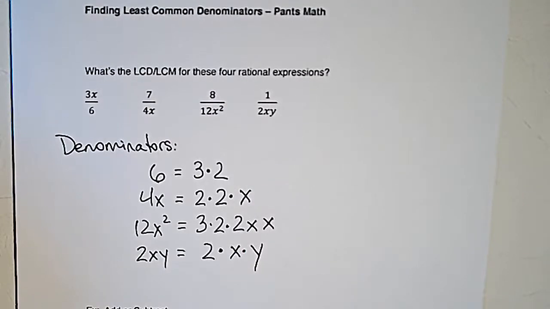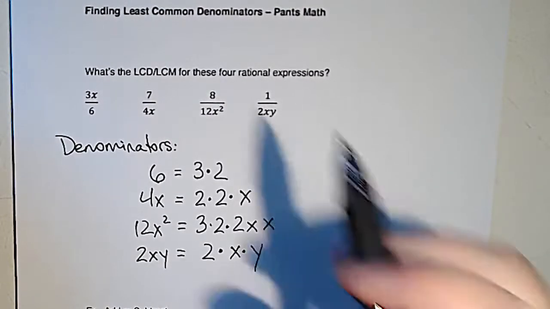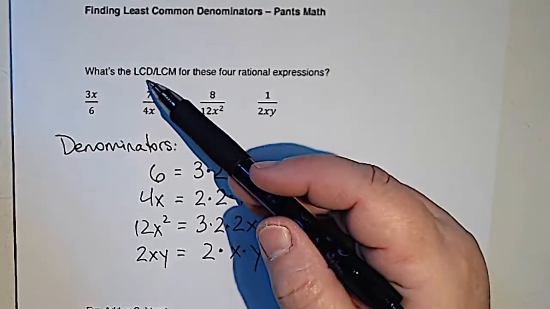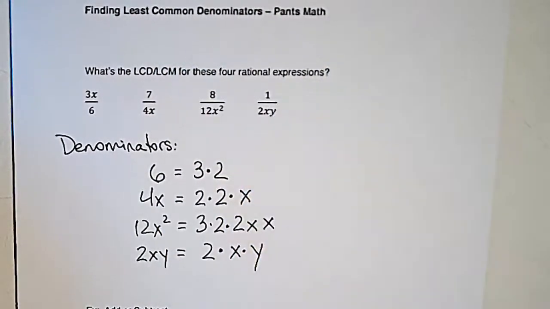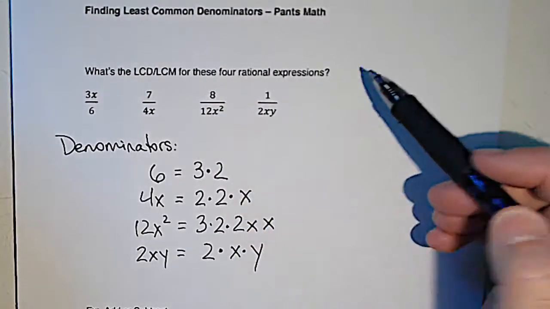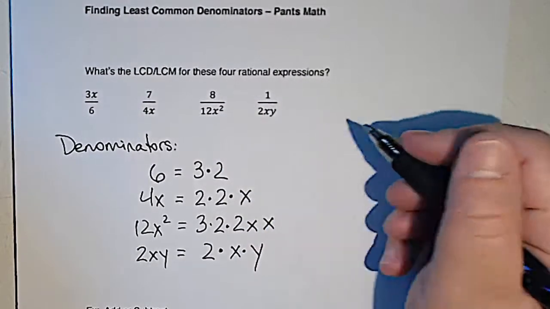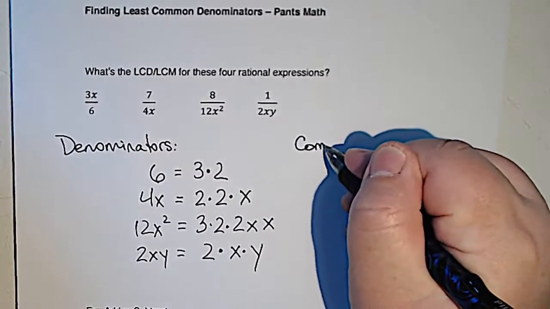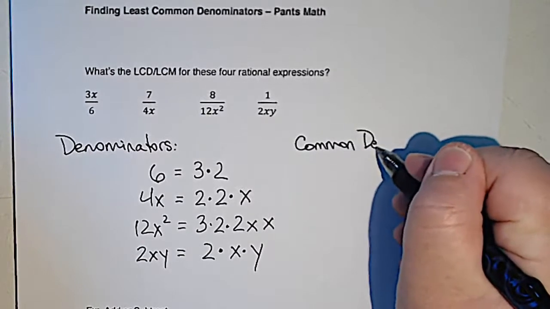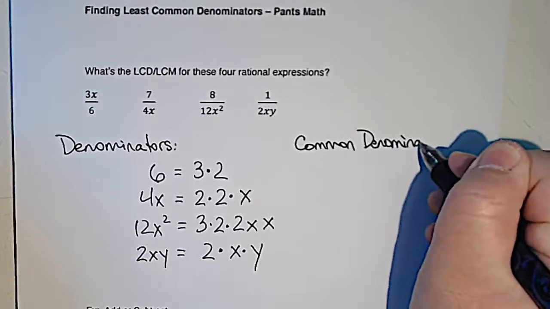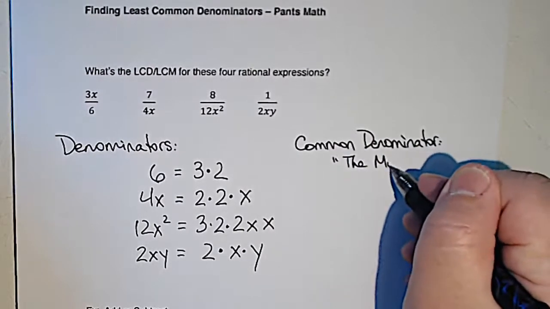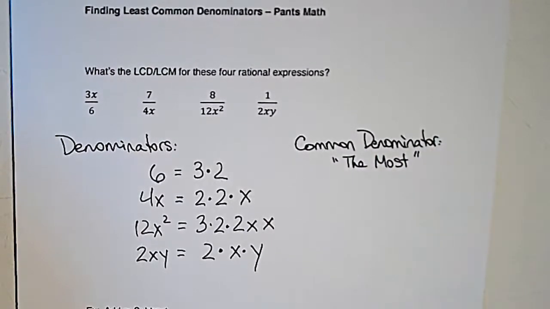So I've got a lot of things going on here. And the question is, what is the LCD or LCM, which you can use interchangeably, least common denominator, or the least common multiple of the denominators for these 4 rational expressions? And what you want to do when you're finding common denominators, you want to think of the most. And I know that's a weird phrase. It's like the most. What does that even mean?